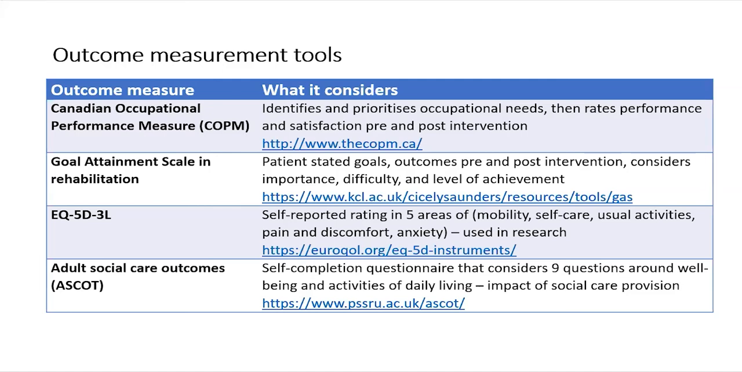With something like the EQ5D3L, I don't think it would necessarily show up that kind of detail, whereas I think the ASCOT would show up and be more sensitive to those subtle changes. On the surface it may not look big in terms of changes in function, but in terms of impact on well-being it makes a huge difference. I don't know whether people agree.